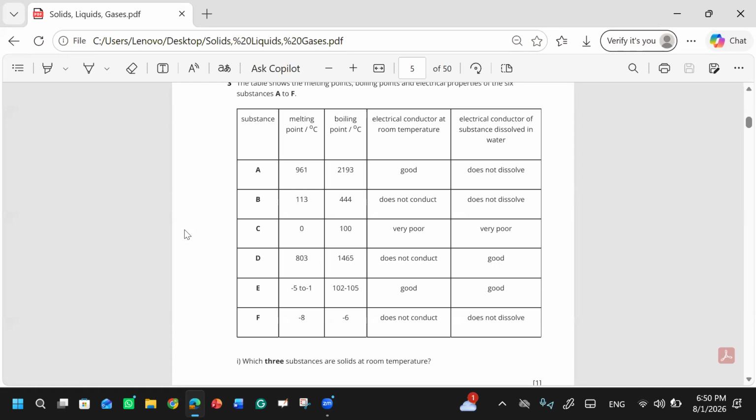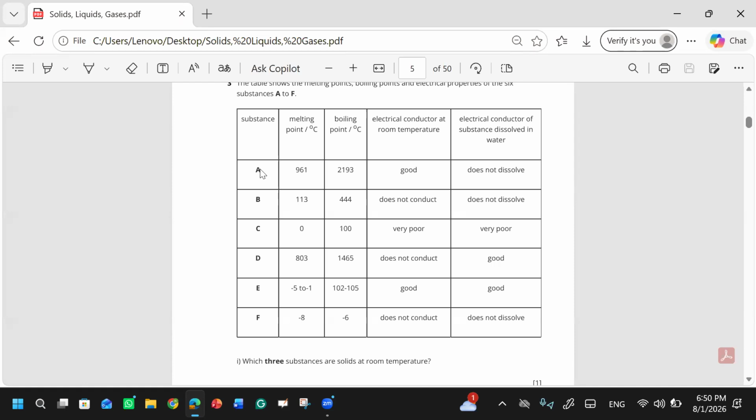Yes, that's mentioned. It's a good electrical conductor at room temperature, and there's a hint that it does not dissolve. That's a clue that it is solid. Its melting point, 961 degrees, is much higher than 25 degrees Celsius. Room temperature is 25, and it is much higher than that.